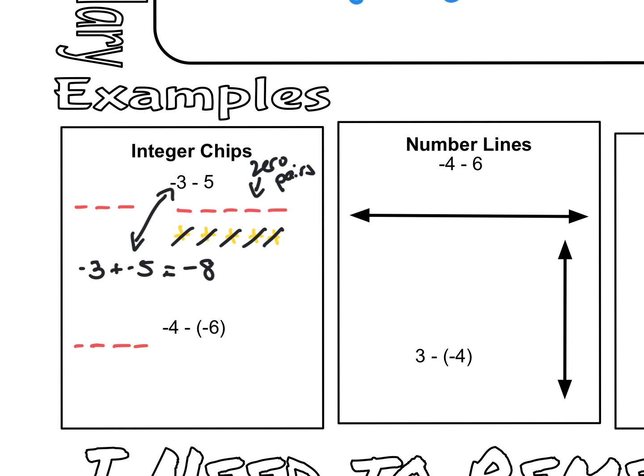Right now, I don't have enough negatives to take away, so I'm going to add 2 zero pairs. Now I can take away my 6 negatives: 1, 2, 3, 4, 5, 6. This time, what we're left with are just those 2 positives. So -4 minus -6 is equal to 2. And we're going to talk about how that's going to look as an equivalent expression in a little bit.